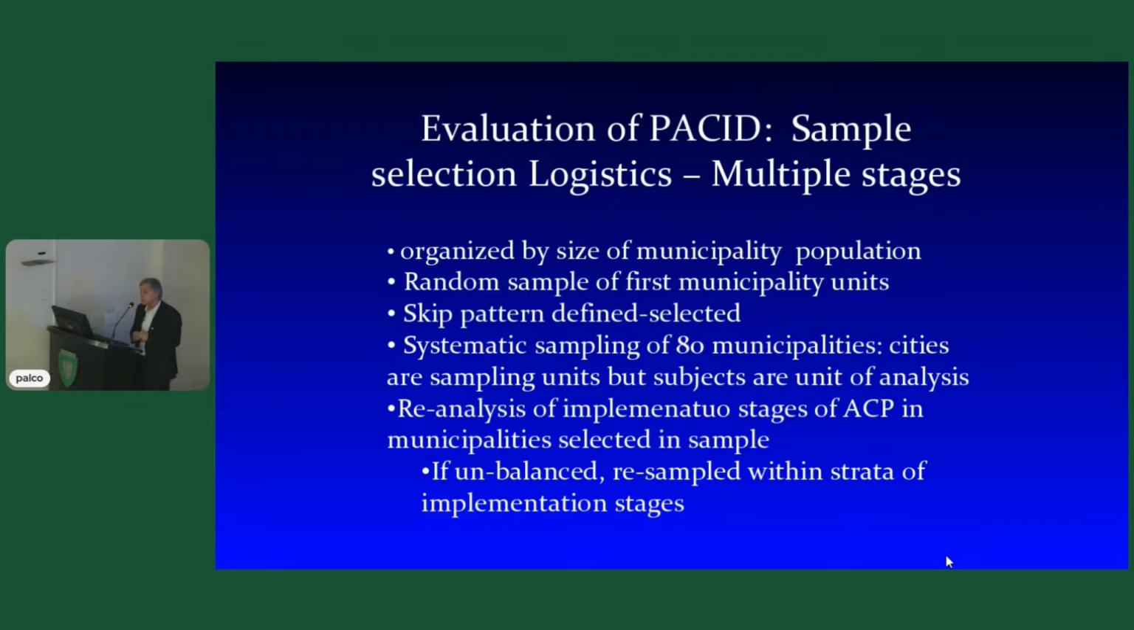That's different. So we systematically sampled 80 municipalities. Cities are the sampling unit, but the subject is the unit of analysis, I remind you. We reanalyzed the implementation stage of each municipality selected in the sample, and if unbalanced, resampled within strata of implementation stage. So you have large cities, mid-sized cities, small cities, and you randomly sample the cities within that. 80 cities were randomly sampled out of 185. And then you randomly sample the households inside the cities, and then you interview the adults in the household. That's how we did it.